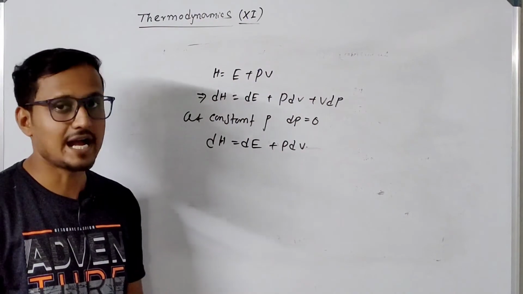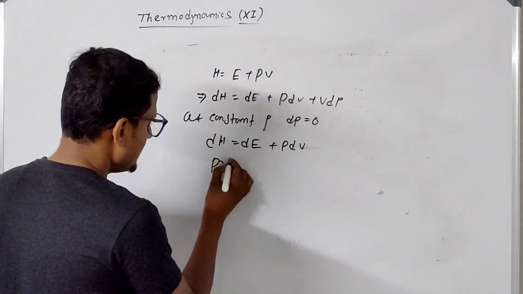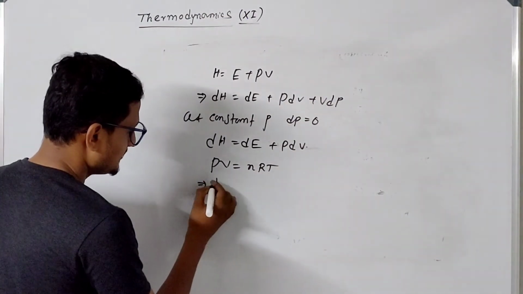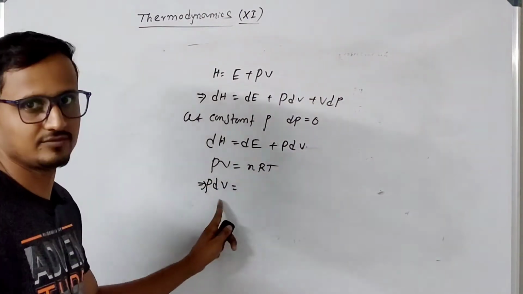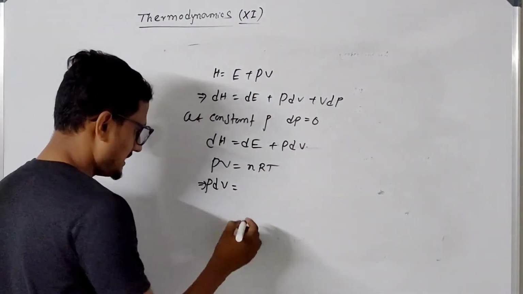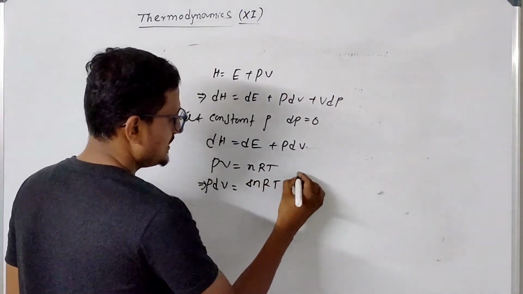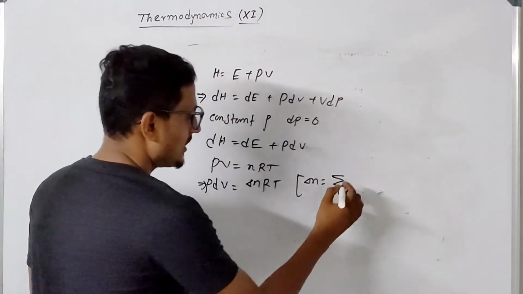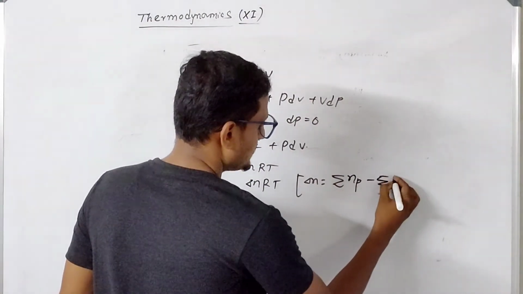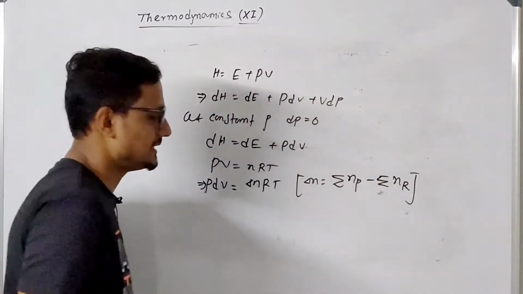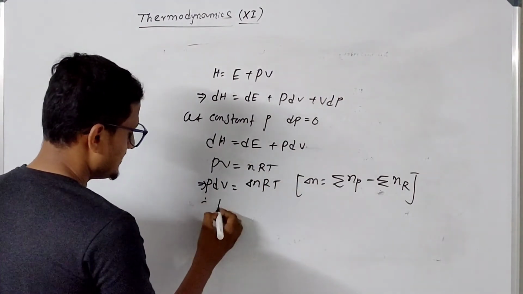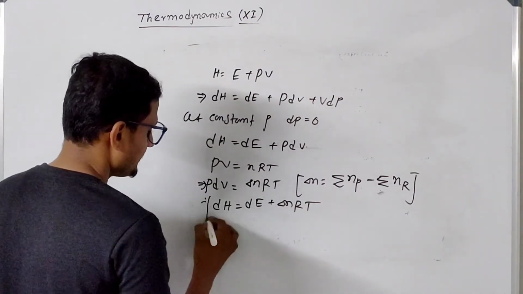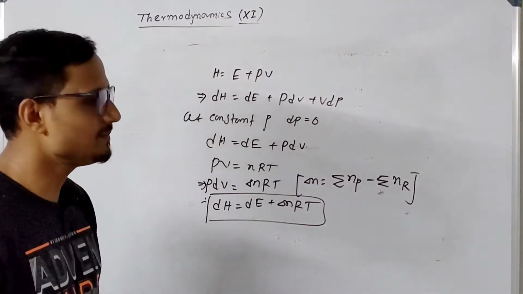Now for an ideal gas we know PV equals nRT. Then for this PdV, if we take the differential on both sides, we will get del nRT. Now this del n means the change in the number of moles, moles of the product minus moles of the reactant. Now if you substitute here, you will get dH equals dE plus del nRT. Very important relation, dH equals dE plus del nRT.